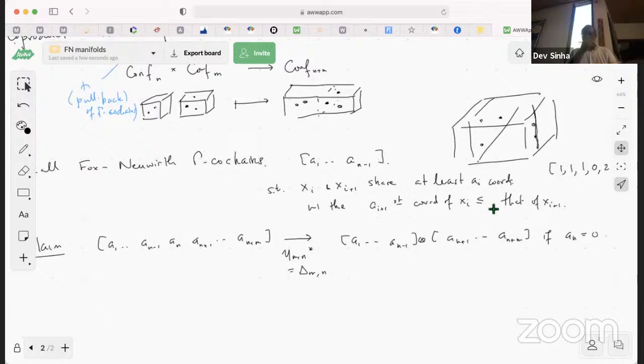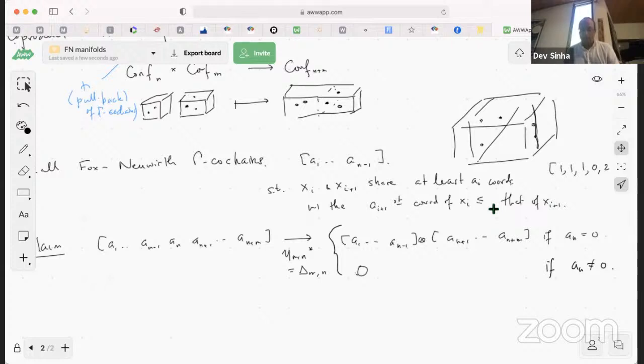If AN is 0, then of course you can have the configurations, the gammas over the configurations of m and n points, which correspond to this. So this is going to go to 0 if AN is not 0. So the coproduct has this lovely additive, cochain level description.